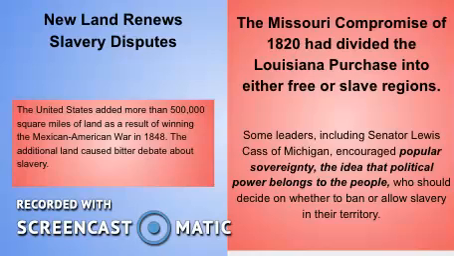In the 1840s, President James K. Polk wanted to extend this 36°30' line to the west coast, dividing the Mexican cession into 2 parts, one free and one enslaved. Now, some leaders, including Senator Lewis Cass of Michigan, encouraged, and we've talked about this term before, popular sovereignty, the idea that political power belongs to the people who should decide on banning or allowing slavery.